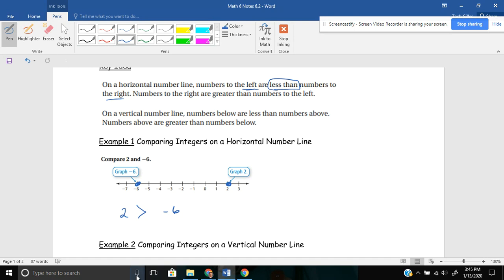Okay, so really we're just looking for less than or greater than. And anytime you have a positive number and a negative number, it should be pretty clear because positive numbers are always going to be greater than negative numbers. Okay?